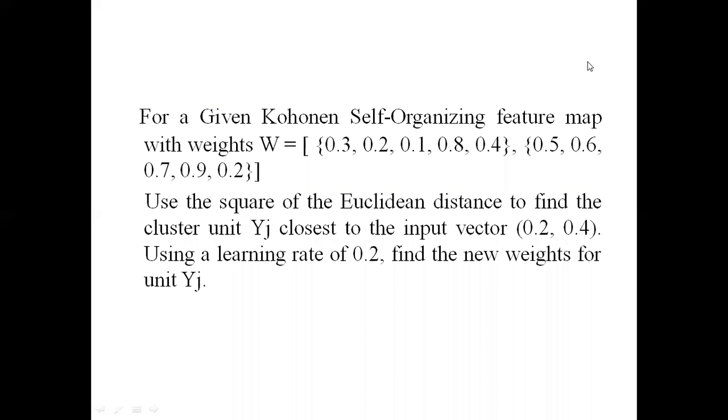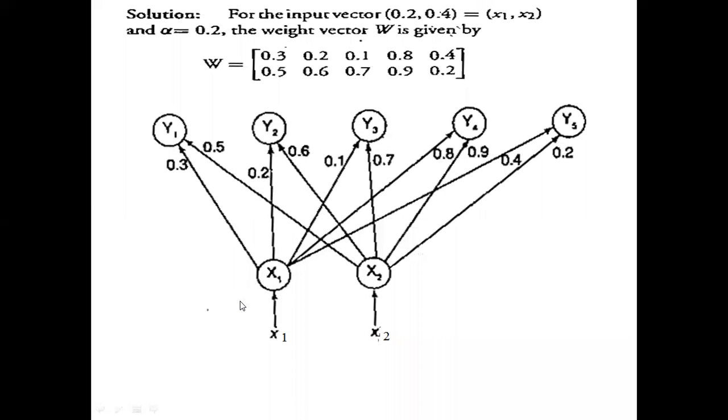So for a given Kohonen self-organizing feature map with the weight W given as 0.3, 0.2, 0.1, 0.8, 0.4 and 0.5, 0.6, 0.7, 0.9, and 0.2, here we use the square of Euclidean distance to find the cluster unit Yj closest to the input vector 0.2 and 0.4, using a learning rate alpha of 0.2. And we find the new weights for unit Yj. So let us start the problem.